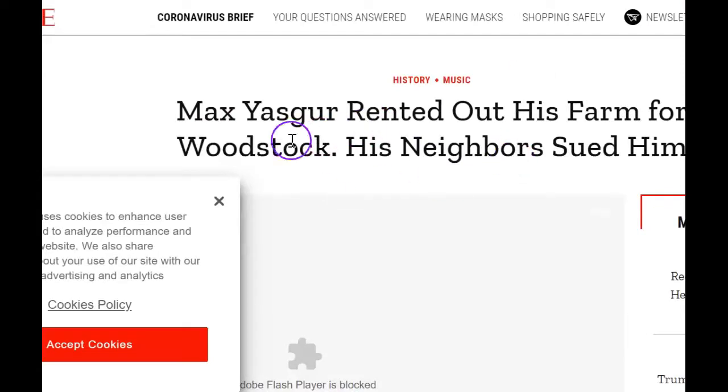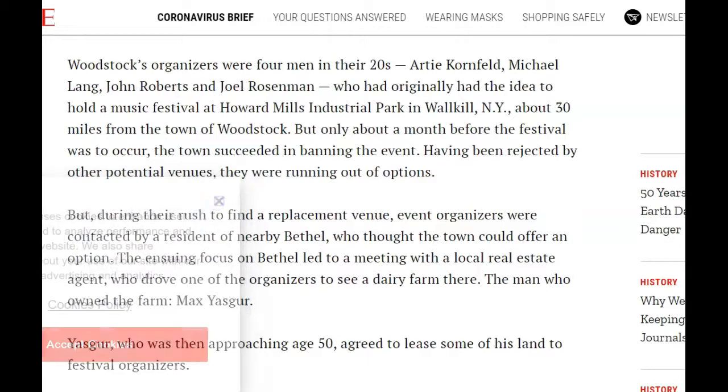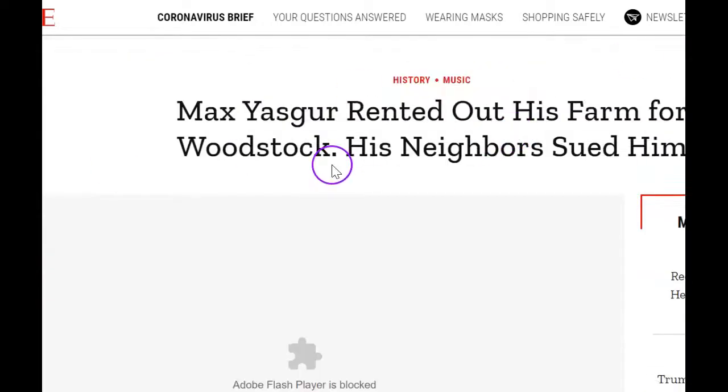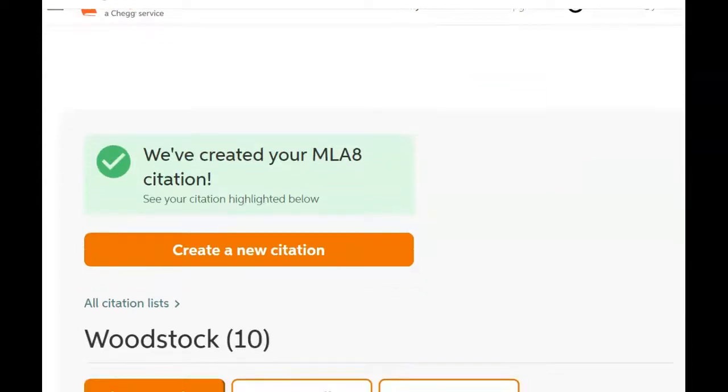And then I needed to find out about this farm in this situation. It's a very good story about Max Yasgur and his farm. So that's been added. Let me make sure it's added. Okay, we're all done. We just have a couple things left to do. Add the bibliography and write the thesis statement.